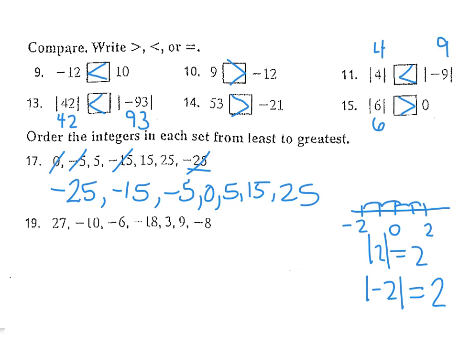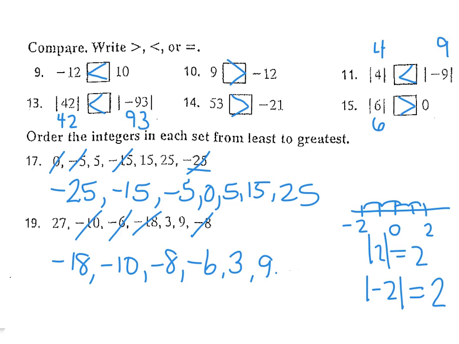Let's look at 19. So again, we're going to look for the highest negative. So I see negative 18. So that's actually the lowest number. The next highest negative is negative 10. So that's the next lowest. Then negative 8. And then negative 6. And that takes care of all the negatives. So now the next number we have would be 3, then 9, and then 27. So that's how you order integers.